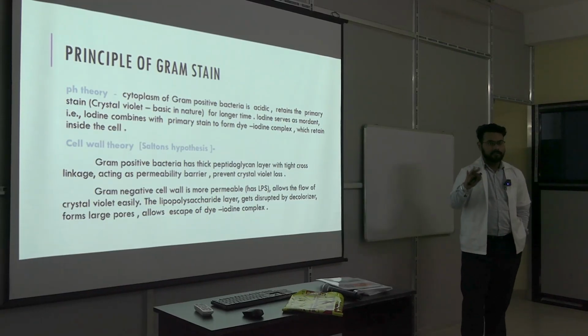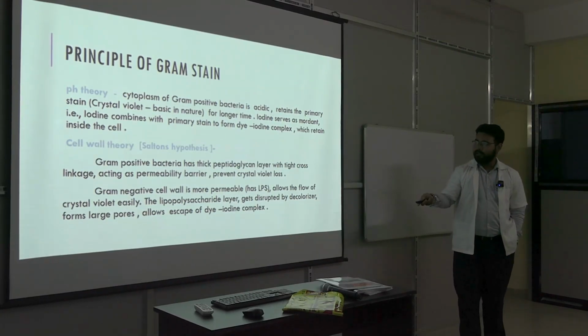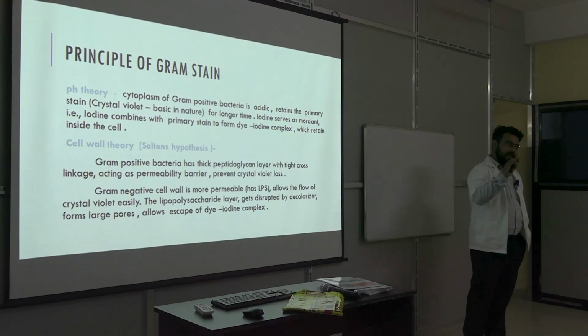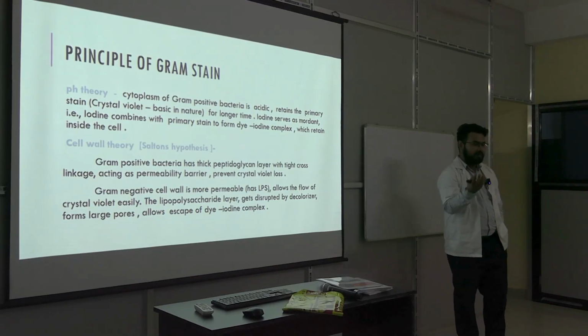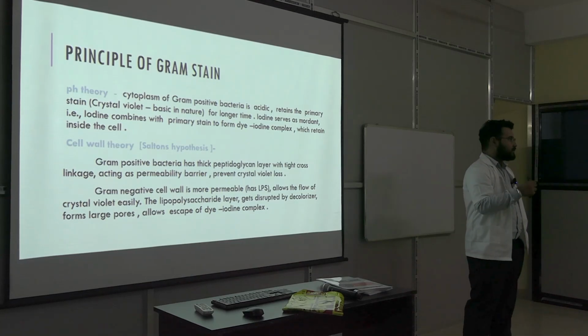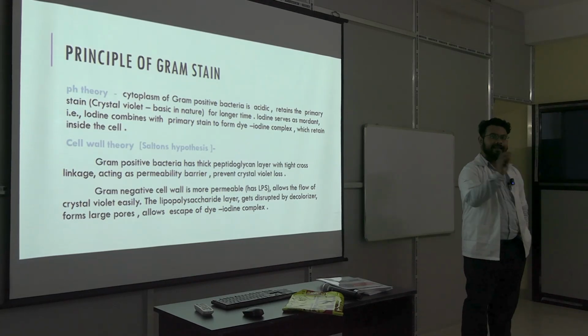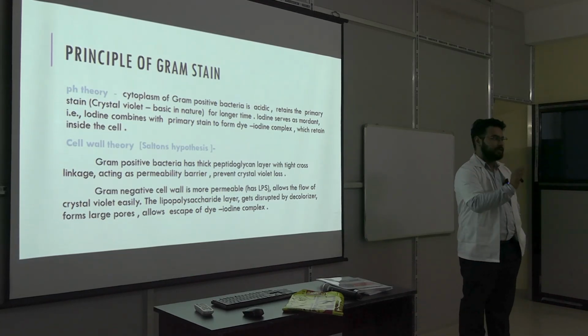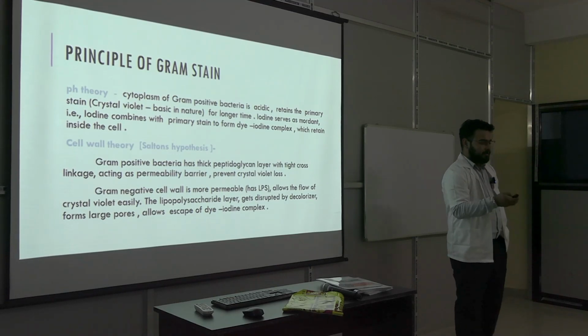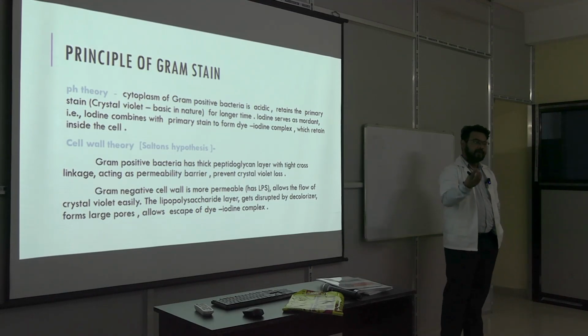We use acetone as the decolorizer, and then in case of gram negative bacteria, we have to know whether gram negative bacteria is present or not. So after decolorization, by decolorization, what do you understand? Primary color will be expelled out. Decolored. So the negative bacteria will not have any stain at that point.